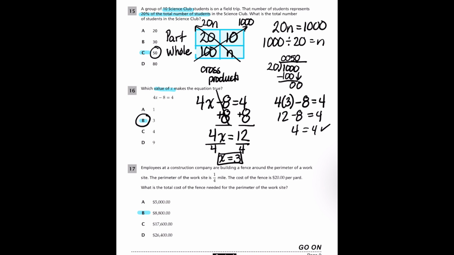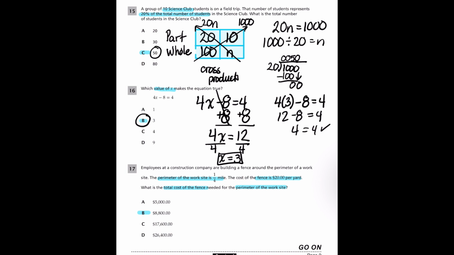Employees at a construction company are building a fence around the perimeter of a work site. The perimeter of the work site is 1/4 of a mile. The cost of the fence is $20 per yard. What is the total cost of fence needed for the perimeter of the work site?